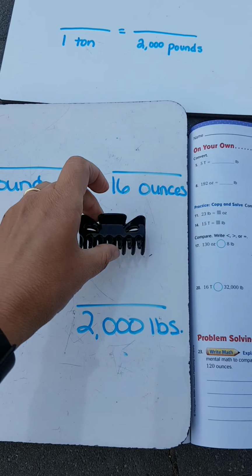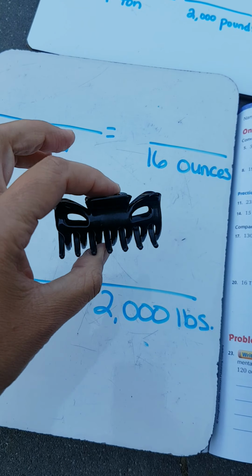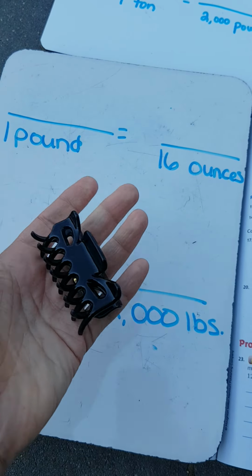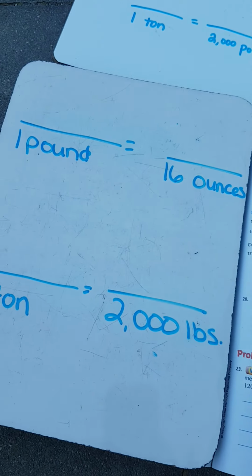An ounce is about how heavy this is. This is actually probably about 2 ounces, but it's very, very light. This is about 1 or 2 ounces.